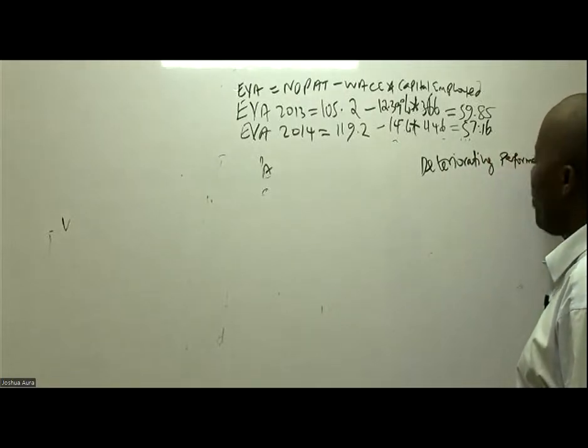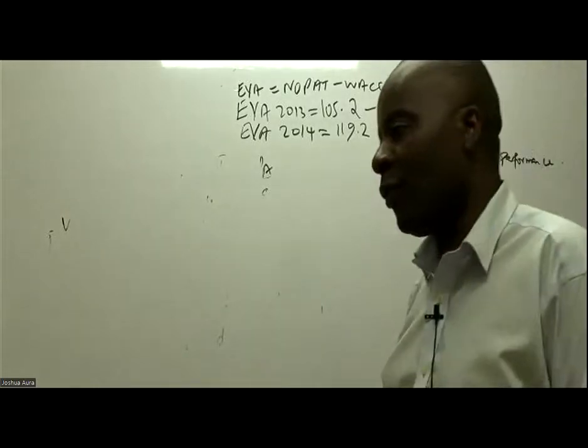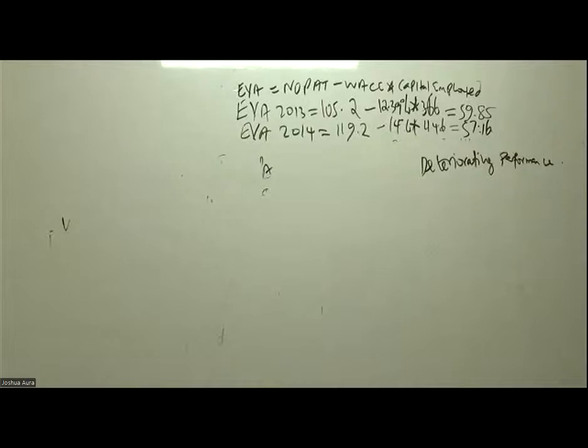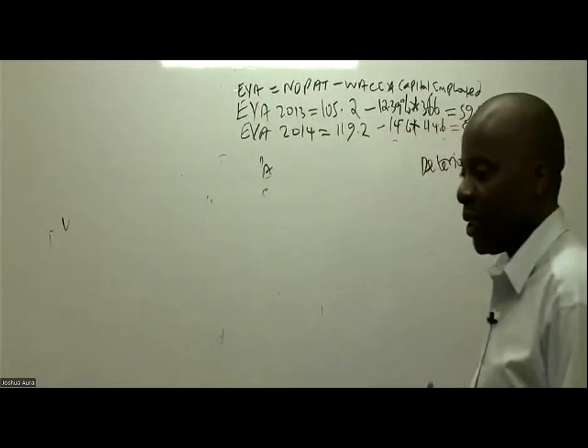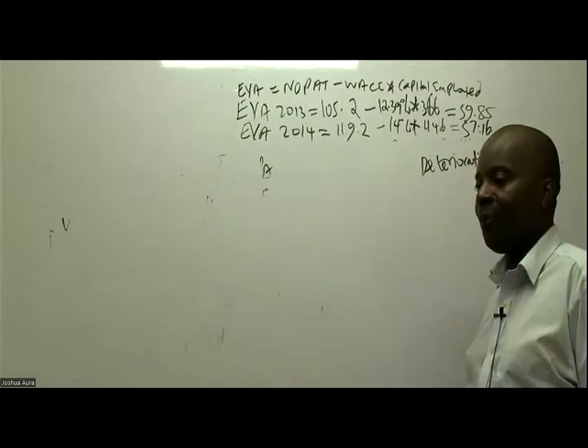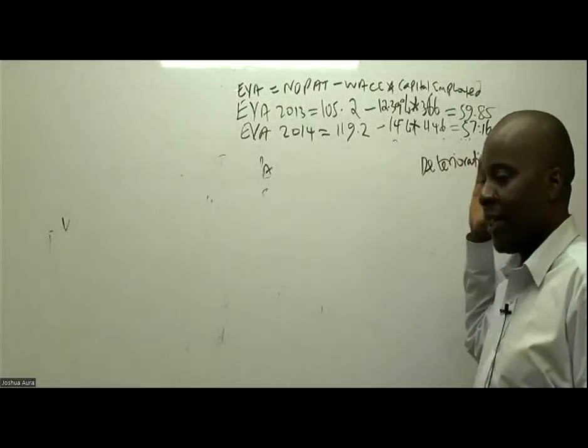When EVA reduces, that is bad in terms of performance. You can see EVA of the previous year was higher. The economic value added for 2014 was lower. That is a sign of deteriorating performance. Is that okay?